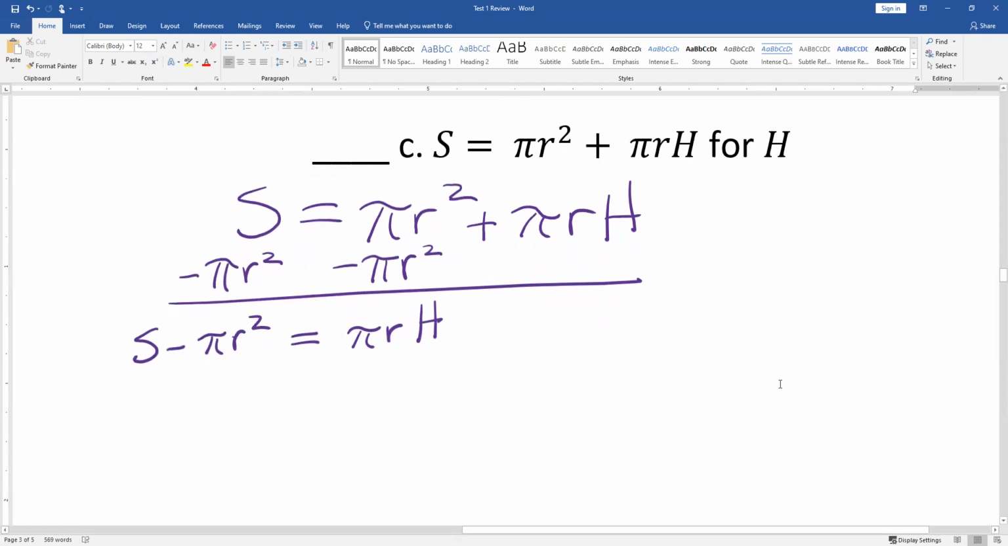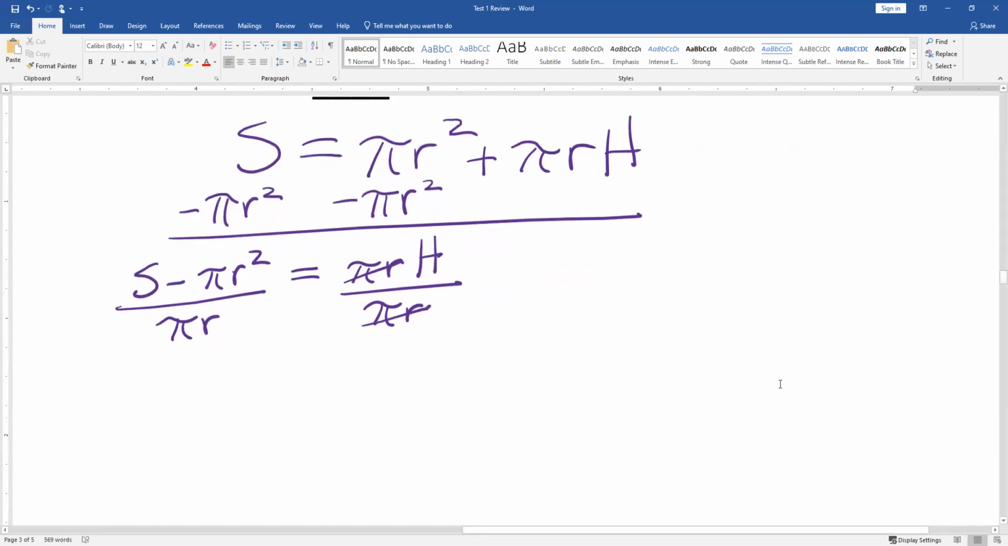So now what's our last step? What are we dividing by? Pi r. Yep. That gets rid of this and isolates our variable h. Now you have to be careful with this. We could have factored out a pi r, but it still would not have helped isolate h. So it was unnecessary. We just do our subtraction and then our division, and we end up with h equals s minus pi r squared, divided by pi r.